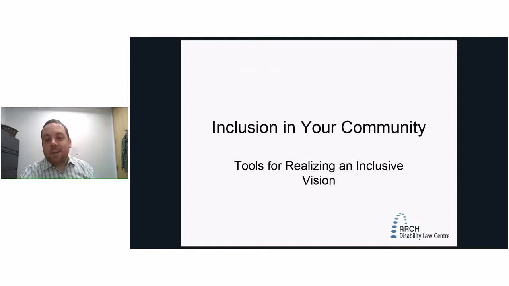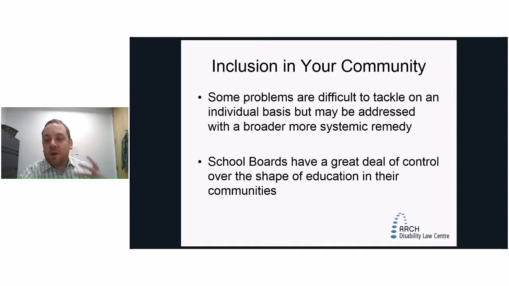I often get a lot of questions at various presentations about much larger problems. I spoke to those larger problems at the beginning of the session: our legislative framework is old, it's not as responsive as it should be. I address this because there will be a limit in terms of what your advocacy can achieve, what the Human Rights Code can achieve, what anyone can achieve on an individual basis.